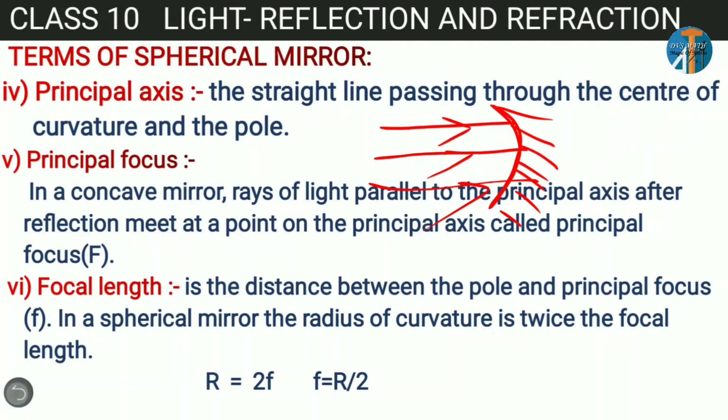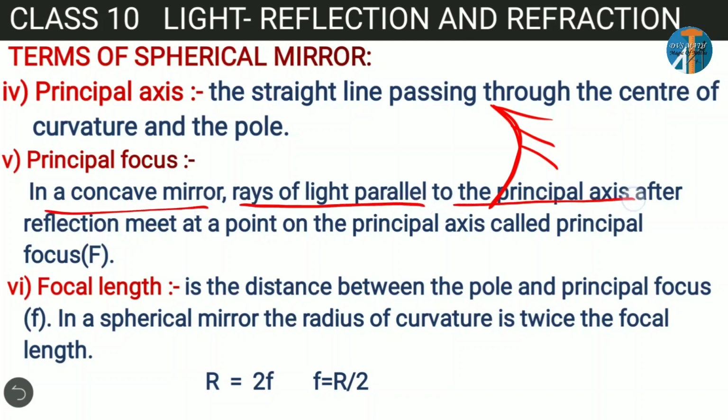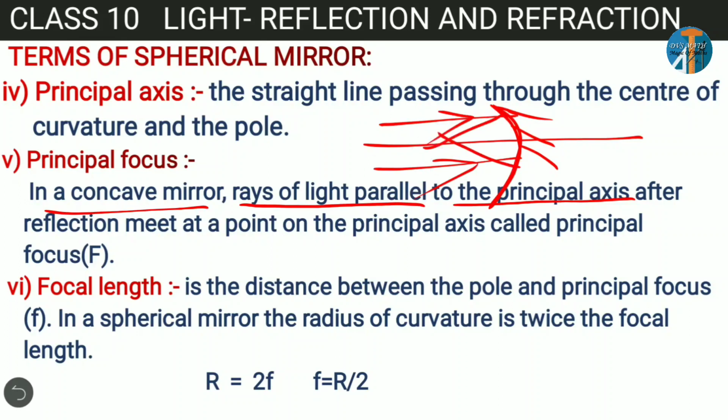Understand carefully: in a concave mirror, rays of light parallel to the principal axis. So this is the principal axis. These parallel lines are falling on the mirror. After falling on the mirror, they reflect back and all the rays meet at one point. They meet on this principal axis only. That point we call the principal focus.